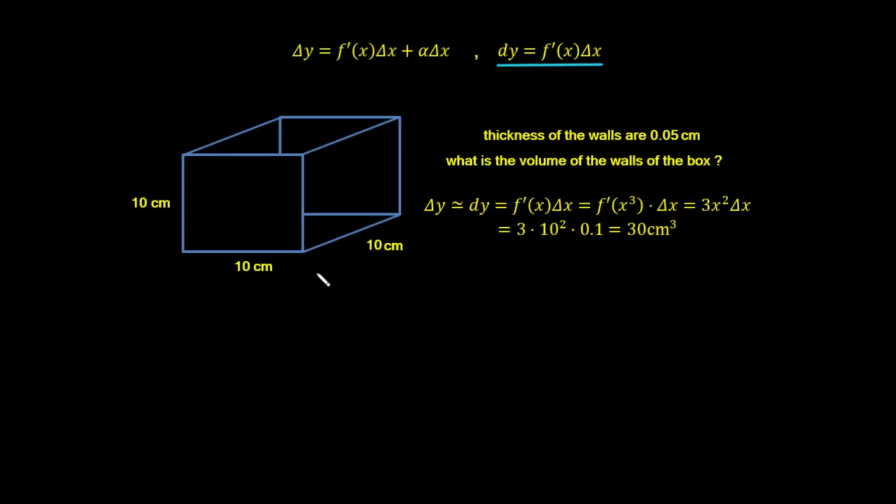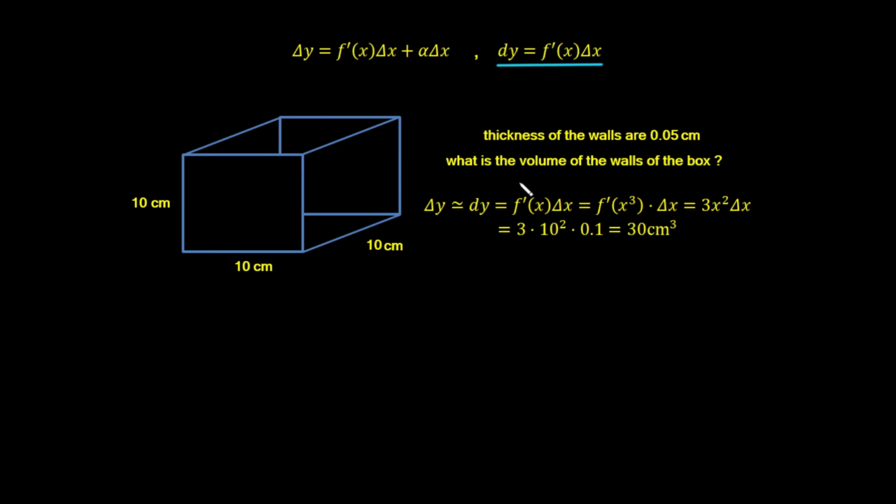We want to solve this problem here. We have a box which is 10 by 10 by 10, and we have the thickness of the walls which are an extra 0.05 centimetres. So that is, we've got an extra 0.05 in every direction. And we're asked what is the volume of the walls of the box.